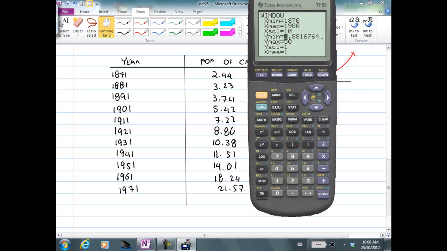Y min, I'm going to make it maybe 2. Y max, maybe I'll make it 22. And for the scale, I'm just going to go up by 1. Nope. I look at here to determine what the min I should use for my Y min, and look at here to see what the Y max I should use. Okay? So I use 2.44, but I want it just a tad bit lower so I want to see the whole thing. And I want you guys to hit graph. If I hit graph, say, oh my gosh, look. It looks like a nice exponential graph.